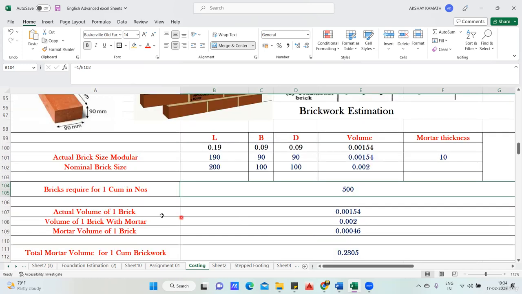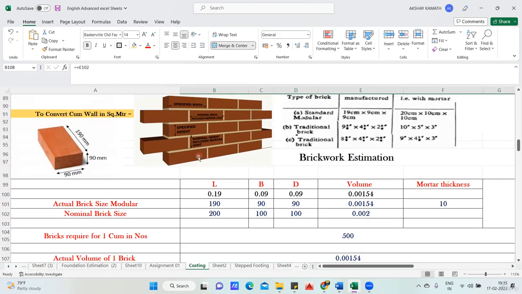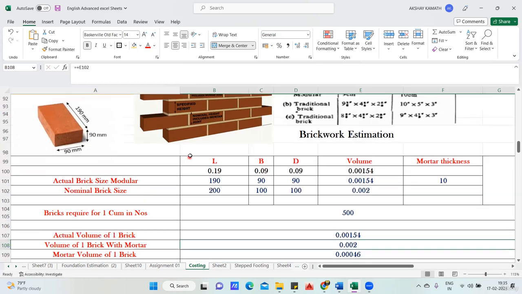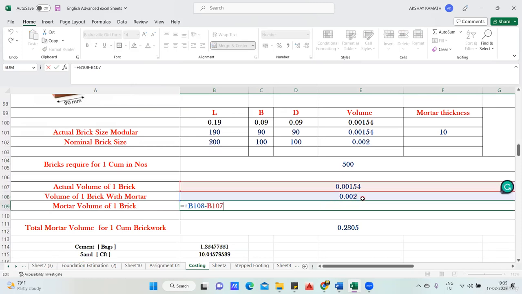Now we'll try to find the mortar quantity. The actual volume of one brick is 0.0154. This is the actual volume of the brick without mortar. And the volume of one brick with mortar is 0.002. Okay. So now if I deduct the actual volume of one brick from the volume of one brick with mortar, will I not get the mortar quantity? Simple, no? If I take the brick with mortar and deduct the brick only, will I not get the mortar quantity which has gone into this one brick? Obviously, I'm going to get it. So the mortar volume for one brick will be 0.002 minus 0.00154. Try to do that. How much are you going to get? 0.00046.